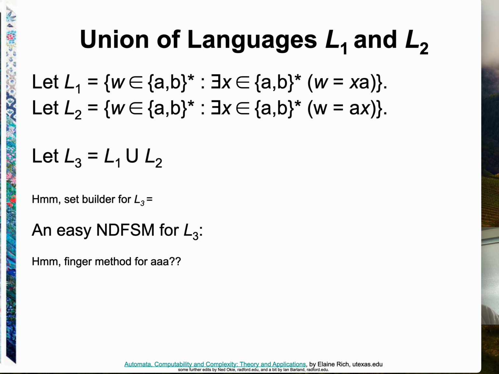It's going to have one start state. From the start state, I'm going to have two transitions, both epsilon transitions. One is going to go to machine M1, the machine I had for language 1, and the other one is going to go to the start state of the machine I had for language 2, M2. So my start state has two epsilon branches to each of the two machines I had above.